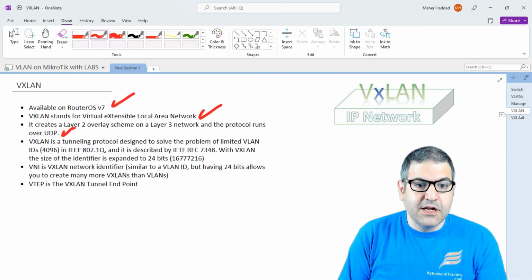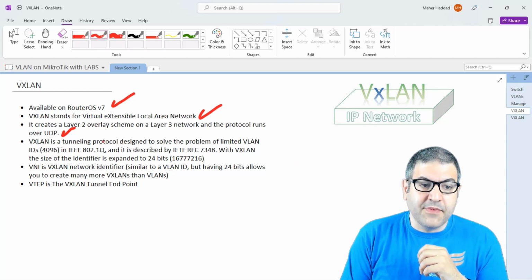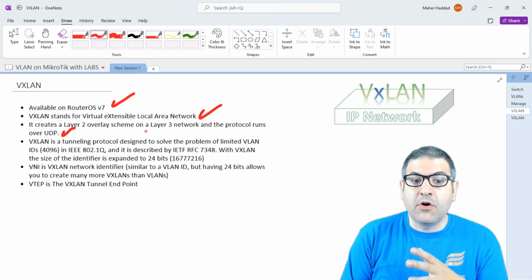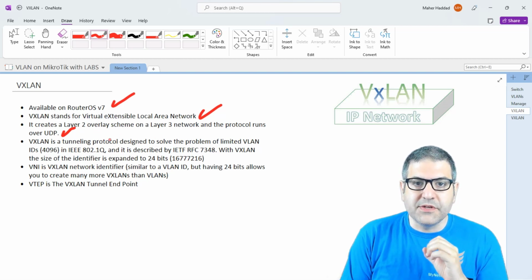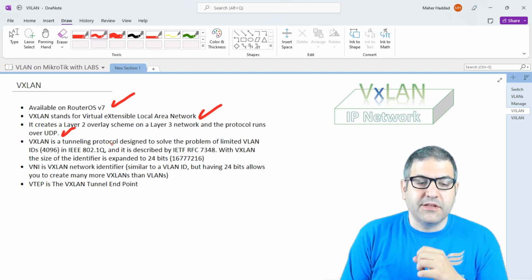Let's go back here to get more information about the VXLAN. Again, remember that it creates a layer 2 overlay scheme on a layer 3 network, like I have explained, and the protocol runs over UDP. I will show you in a moment what port it uses.